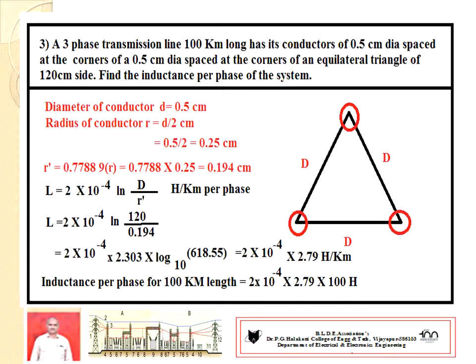Then you substitute both the values you know. So you are going to get the value 2 into 10 to the power of minus 4 Henries per kilometer. Then for the inductance per phase for a 100 kilometer length, you multiply by 100, and that is the answer.